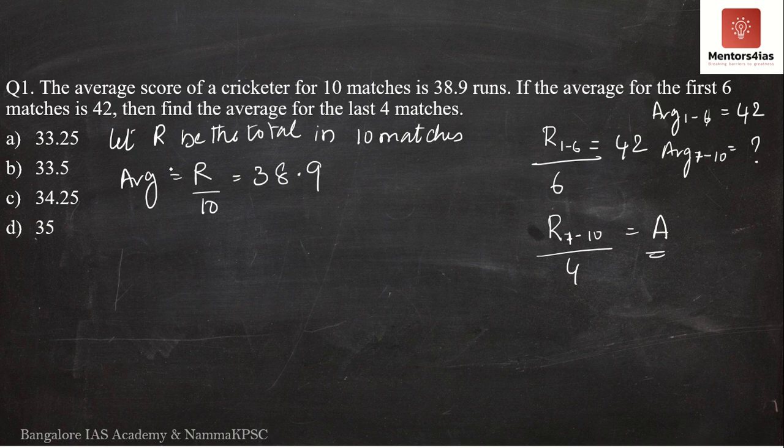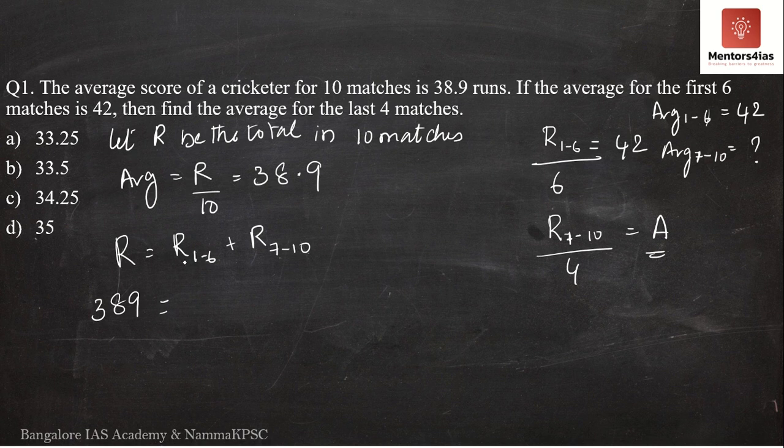Now, considering this, can I say that total runs, that is R, is equal to the runs scored in the first 6 matches plus the runs scored in the last 4 matches? Yes. So runs scored from match 1 to match 6 plus the runs scored from match 7 to match 10 is equal to the total runs. Now, what is R from this particular relation over here? R is nothing but 38.9 into 10, it is 389.